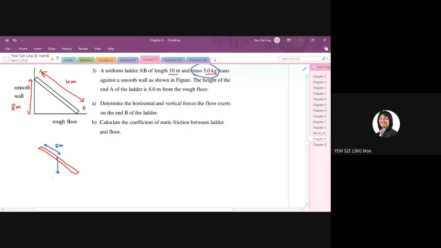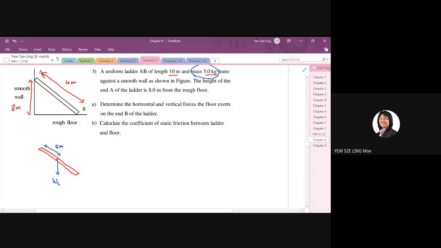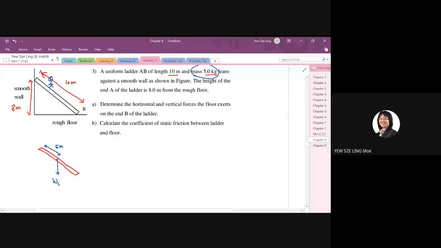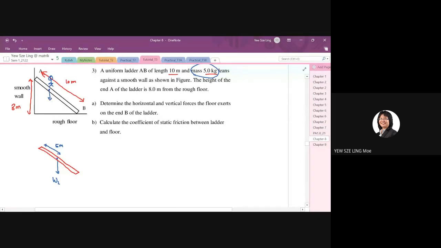So this is W of the ladder. Okay, W of the ladder. And then what else do I have? Now I don't have the person standing on it. If you're given a question where there is a person standing on this ladder, then you need to take into consideration the position of the weight of this person. But now since we don't have any object lying on the ladder, this is a very simple question. Okay, now what should I do next?